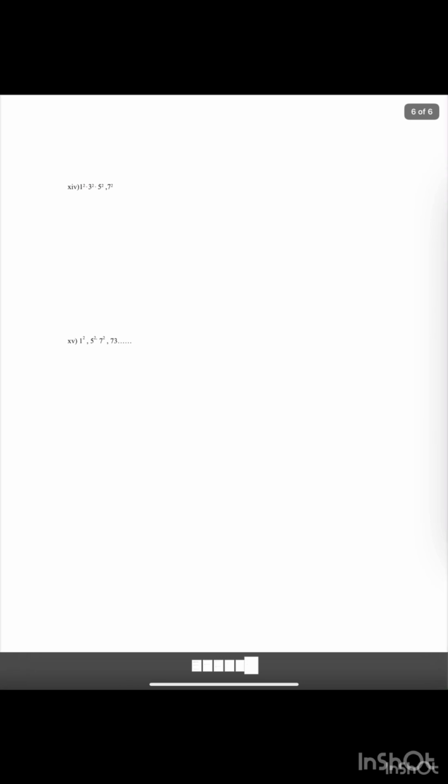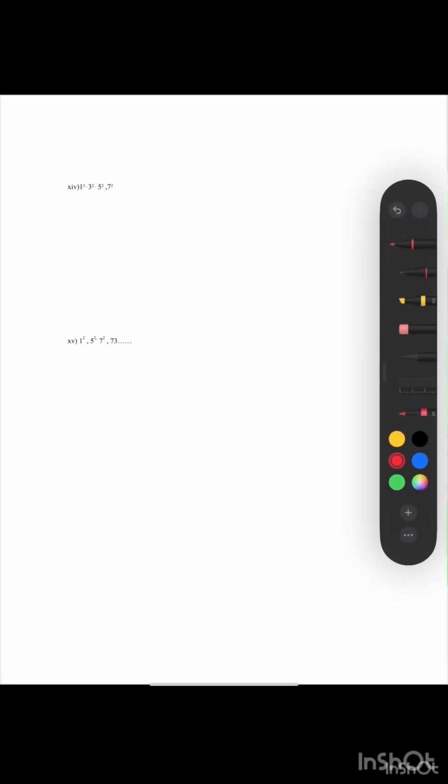Coming to the next part, over here is 1 square, 3 square, 5 square, 7 square, and so on. Now A1 is equal to A, which is 1 square, which is 1. A2 will become 3 square, which is 9. A3 will become 5 square, which is 25. A4 is 7 square, which is 49.